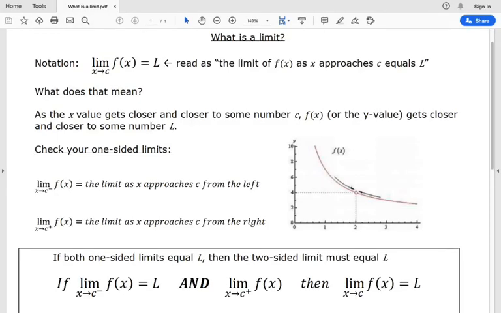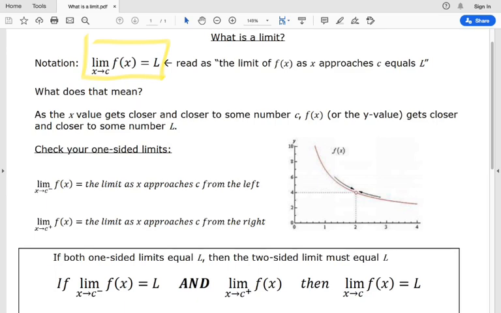Hey guys, before we start this unit on limits, I wanted to go over what a limit actually is. When we talk about limits, we usually use this type of notation right here. The way you read that is the limit of f of x as x approaches c equals L. Okay, what does that actually mean?